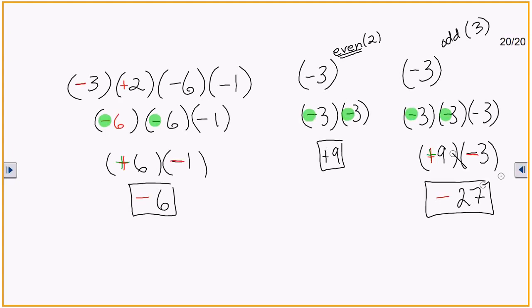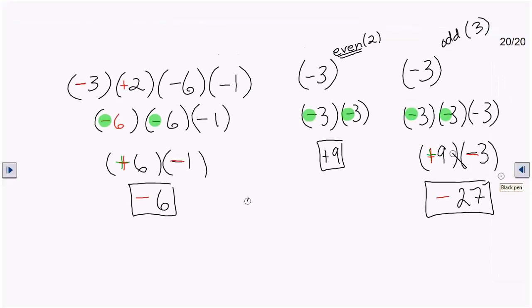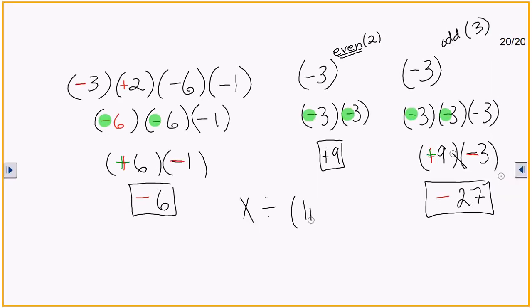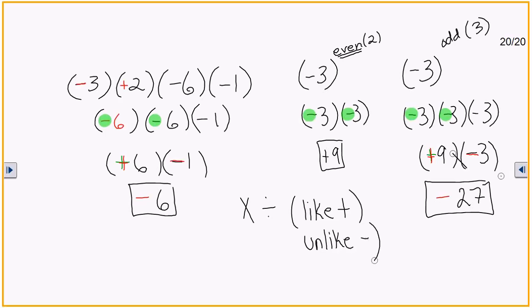So what you need to remember is on multiplying and dividing, if you multiply or divide, like signs are positive, unlike signs are negative. And I don't care if you're multiplying 2 numbers or 4 numbers, with an even exponent or an odd exponent, if you write it out, you will see that the like signs are positive and the unlike are negative. And hopefully that will help you with multiplying and dividing signed numbers or signed integers.